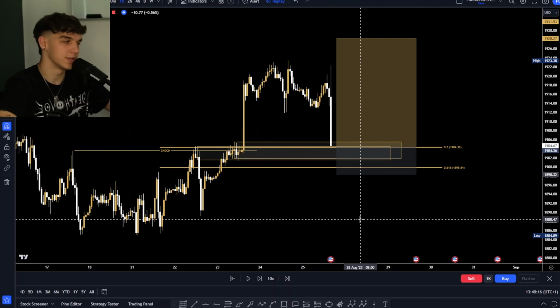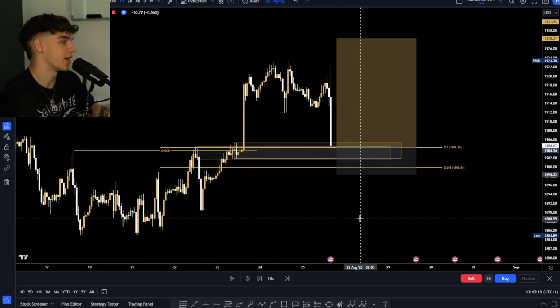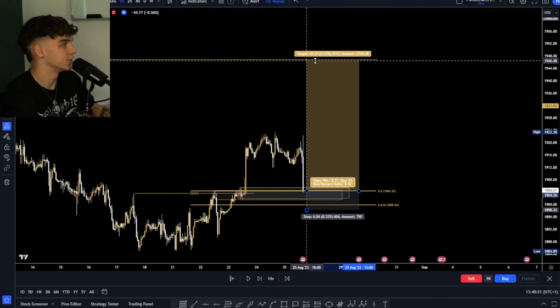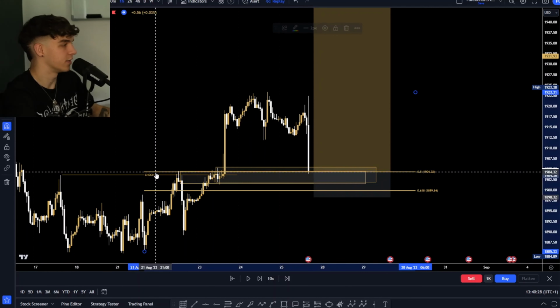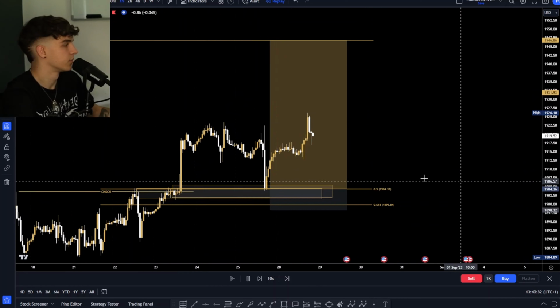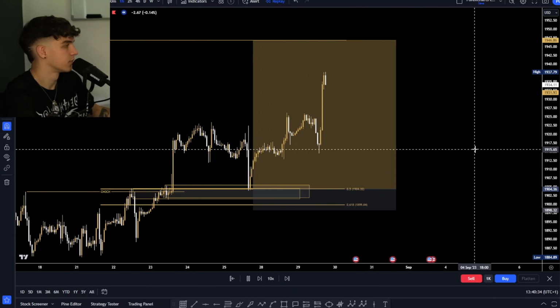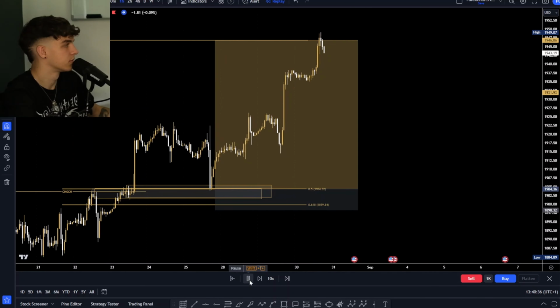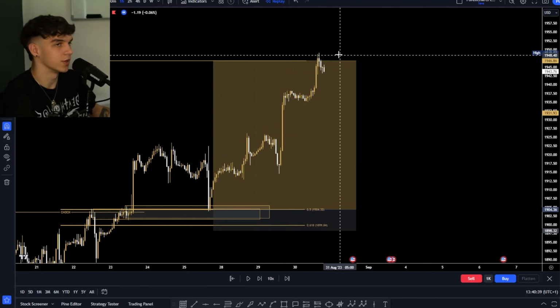Allow a bit of room for slippage, allow a bit of room for wicking and things like that. Now we can target that double top where the engineered liquidity was set up. Now we have our trade set up, we can just purely play it out. As you can see, our price target was hit.